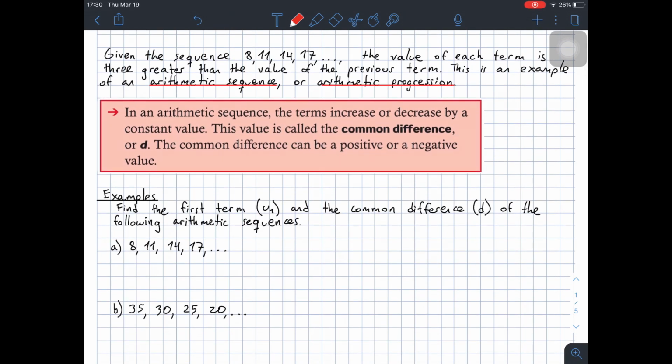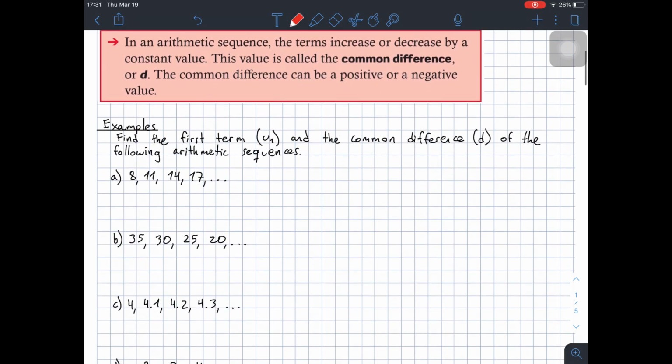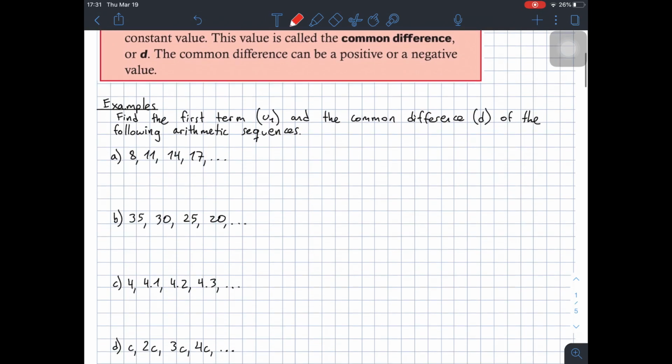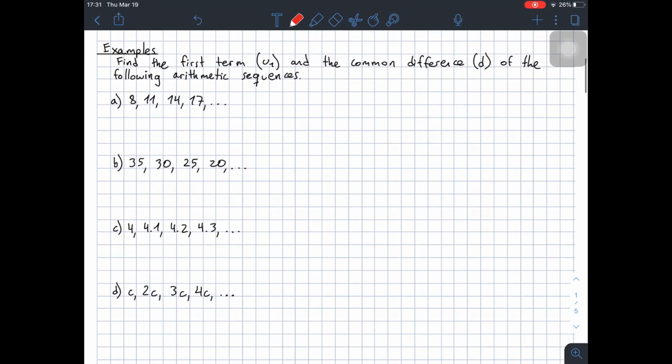So it says in the red box, in an arithmetic sequence, the terms increase or decrease by a constant value. This value is called a common difference, or D. The common difference can be positive or a negative value. Okay, let's see some examples, and then I'm going to show you the general formula for arithmetic sequences. It says, find the first term, which we call U1, and the common difference, which we call D, of the following arithmetic sequences.